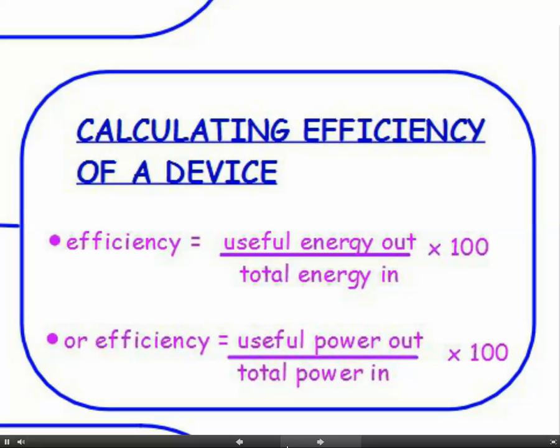So how do we calculate the efficiency of a device? Well, there are two simple formulae. Both will be on the physics equation sheet. If you've got quantities of energy, then the efficiency is the useful energy that comes out of a device divided by the total amount of energy that goes in times 100. Or if you've got quantities of power in the question, the efficiency is the useful amount of power that comes out of a device divided by the total amount of power that goes in times 100.